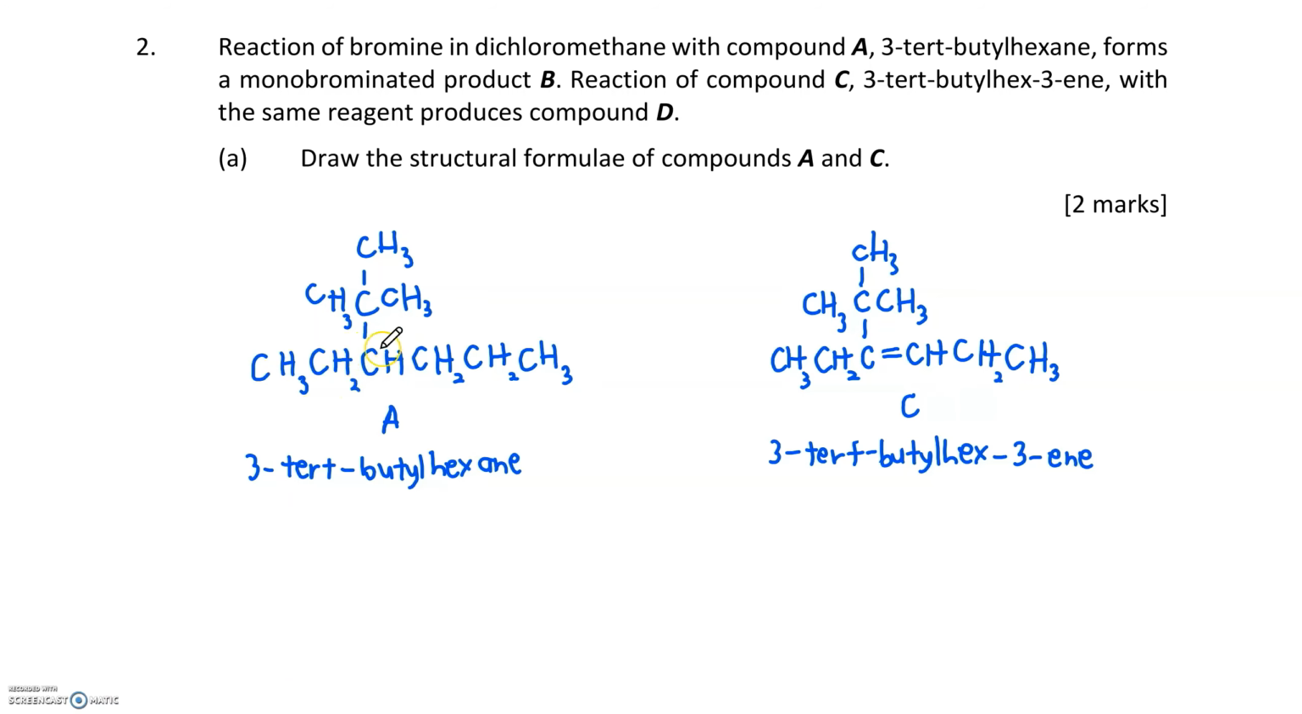1, 2, 3, and 4 different groups of atoms. This is also not a chiral carbon, not a chiral carbon, not a chiral carbon, and there are no chiral carbons in compound C. So this will be the chiral carbon.